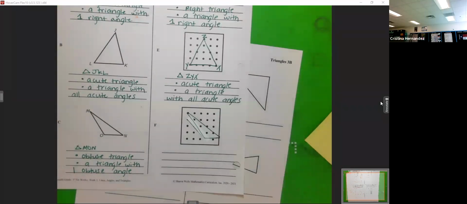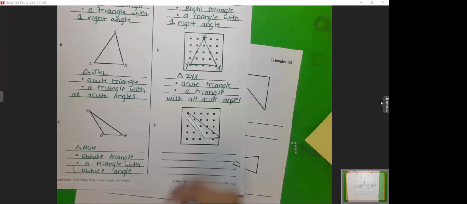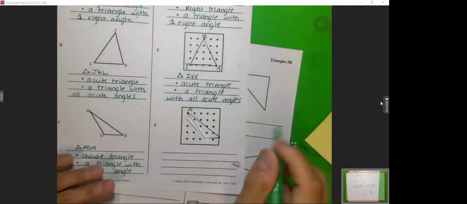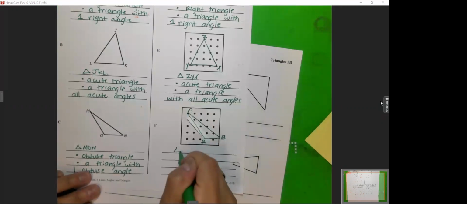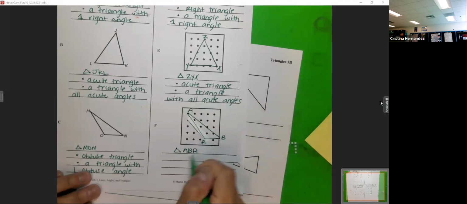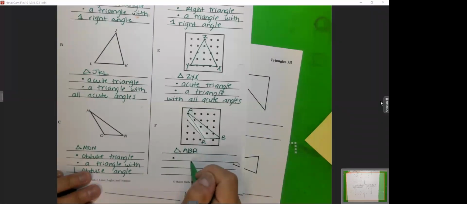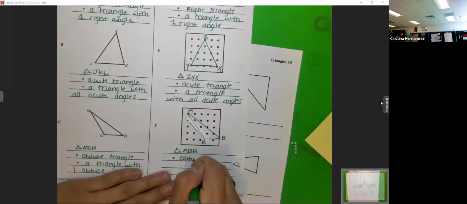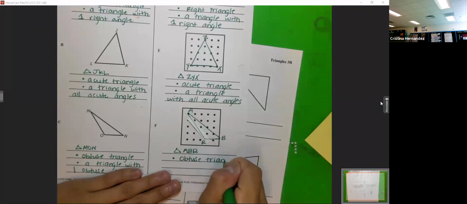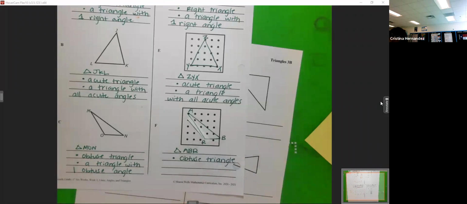Adrian, what do you want to label this? ADR. DR? Okay. I think this is it. Triangle ADR. It's an obtuse triangle. How many obtuse angles does it have?